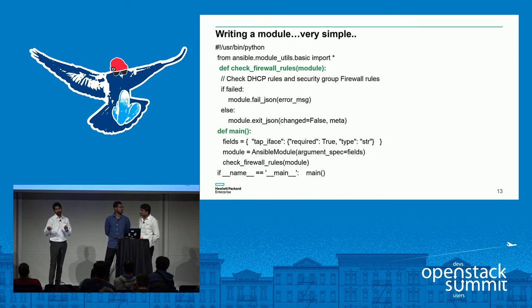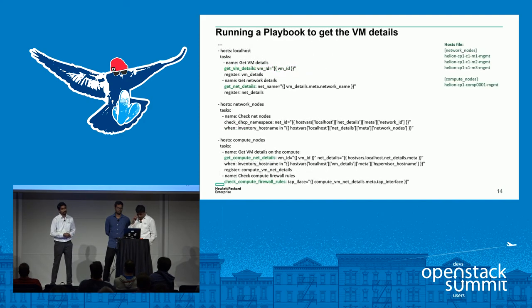And whether it is changed or not, you just give it, and then you say it's exited properly. You just give the inputs, and that's it. So it is just 10 to 11 lines of code per module. And once you have this module written, then you can actually go to the playbook.